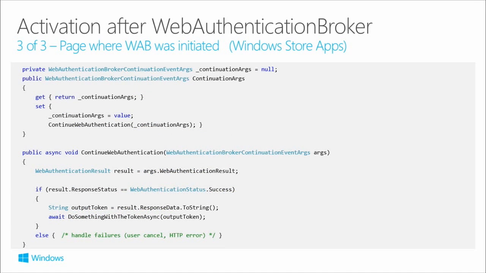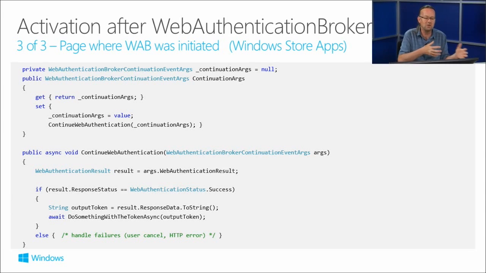On the page where it happens, you've got that property which we've called ContinuationArgs, which is of the same type as that activation event args. And in the setter, as we've shown here, you would call some code that continues, picks up exactly where we were with the Windows after calling the async method. So at this point, you look at the WebAuthenticationResult to figure out whether the authentication was successful or not.